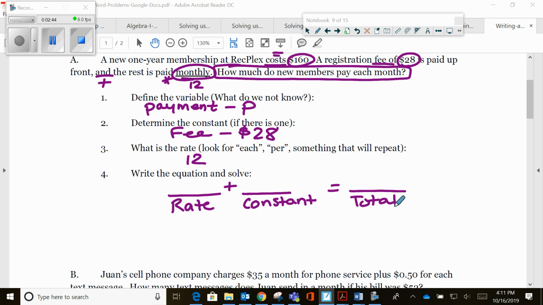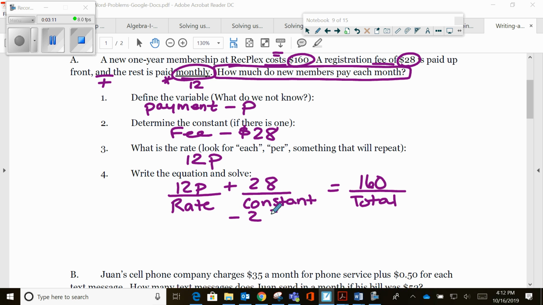So for this one, we have to identify our rate, which was 12 per month. So there were 12 payments, so 12P is our rate. And then our constant, we said, was 28. And our total was 160. Now we have to go through and solve our equation. And our equation comes out to 12P plus 28 equals 160.